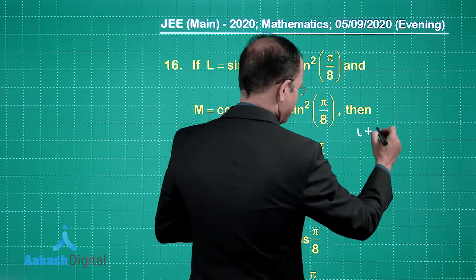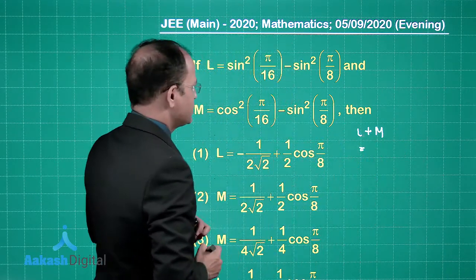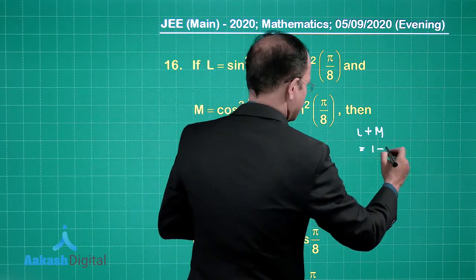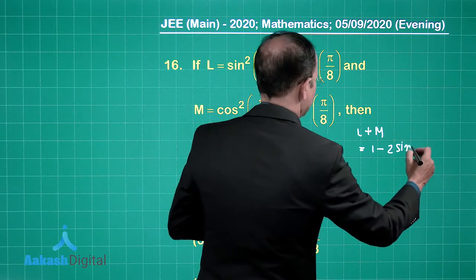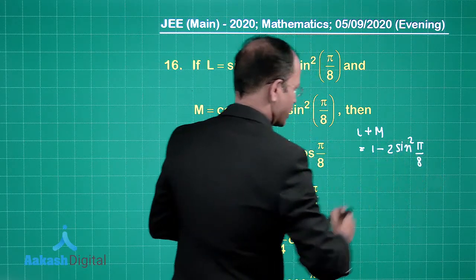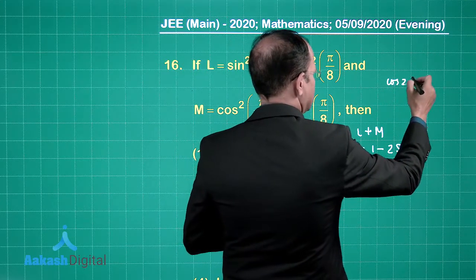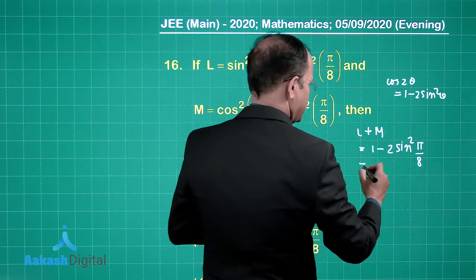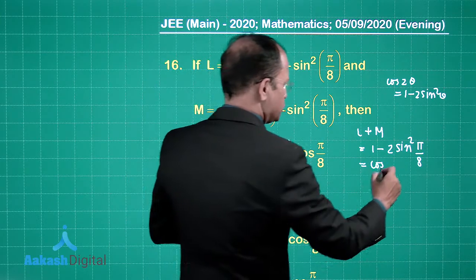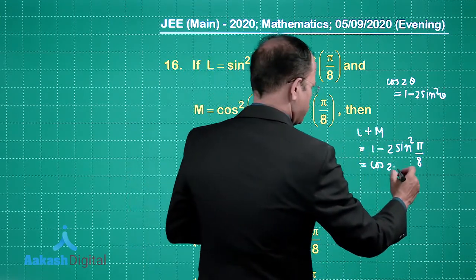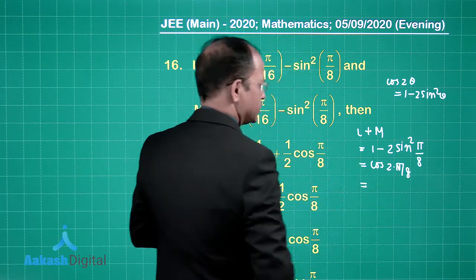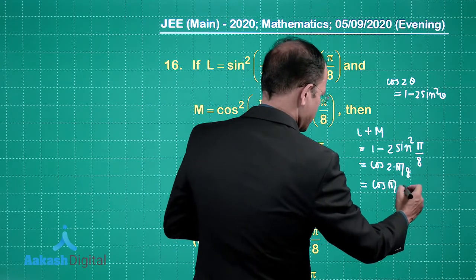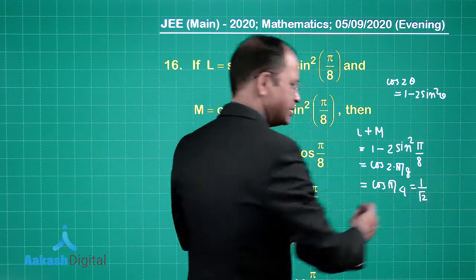Let's make it L plus M. First of all, let's take L plus M. L plus M means we are talking about sine square theta plus cos square theta, which is going to be 1, and this is minus 2 sine square pi by 8. So cos 2 theta is equal to 1 minus 2 sine square theta, which is nothing but we have cos of 2 times pi by 8. Got it? And this is nothing but pi by 4, which is 1 upon root 2 we can write, isn't it?